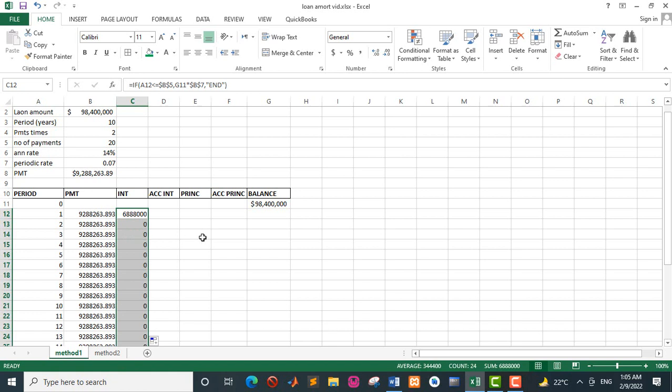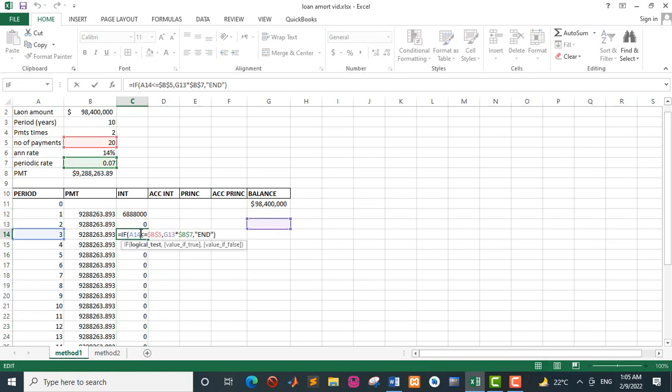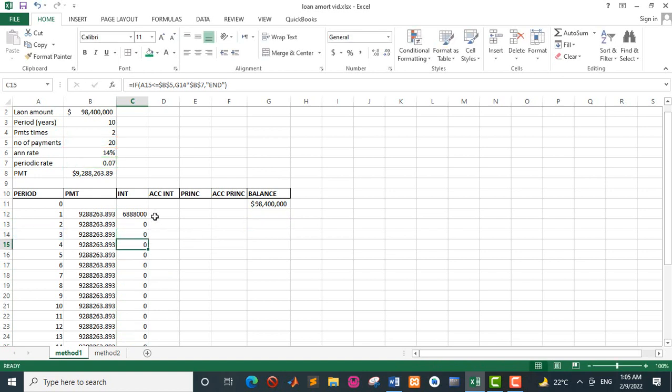The reason we're having zeros is because we don't have any balances yet. As you can see, when I double click, it's referring to an empty cell, so you press the enter key.